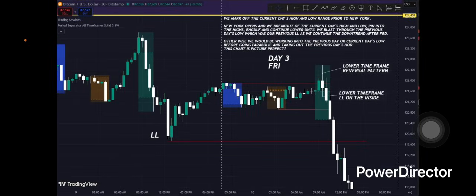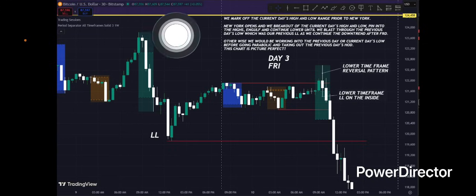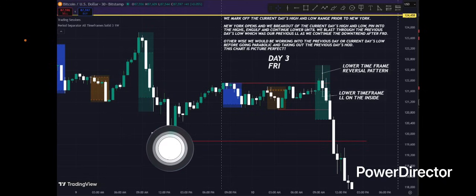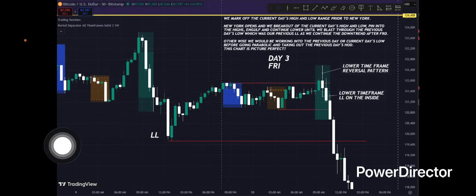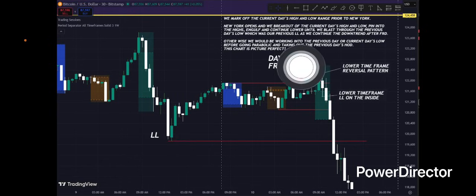When we come to our charts, we're going to again follow the simple daily process. We're marking off the current day's high and low range prior to New York. And we could mark off the previous day's low and the previous day's high. That's fine. But this lower low, if we're going to continue lower, this is our lower low. This is our anchor for the pump, coil, and dump.